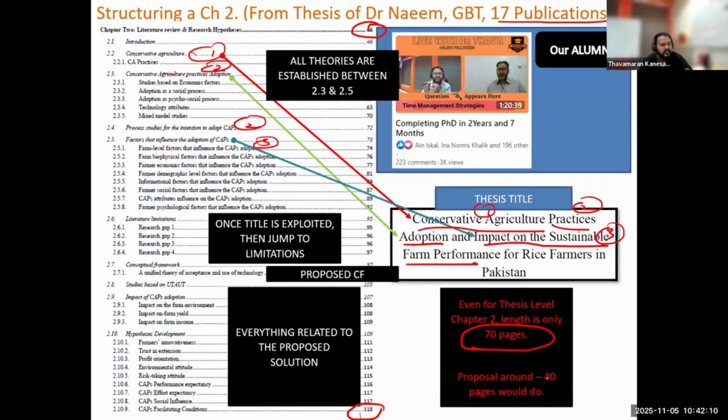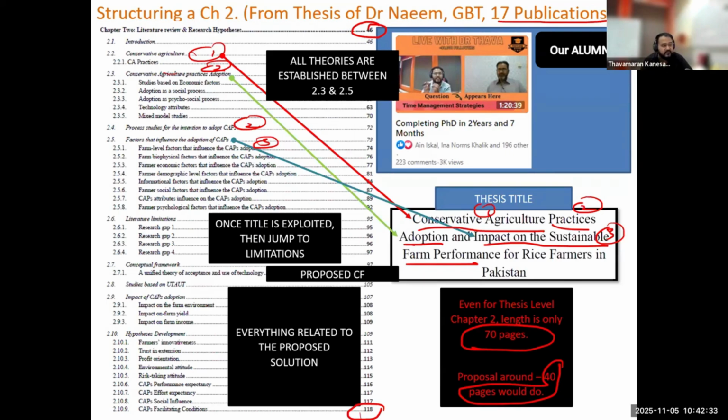80 is still okay. Proposal, around 40 pages would do. Okay, remember this number. Proposal, chapter 2, 40 pages is enough. Chapter 1, around 20 pages. Chapter 3 is around 15, 20 pages. Chapter 2, around 40 pages. Enough. So, that is the standard length required.